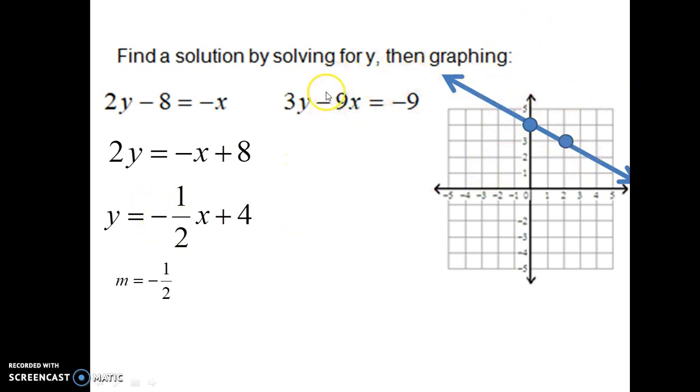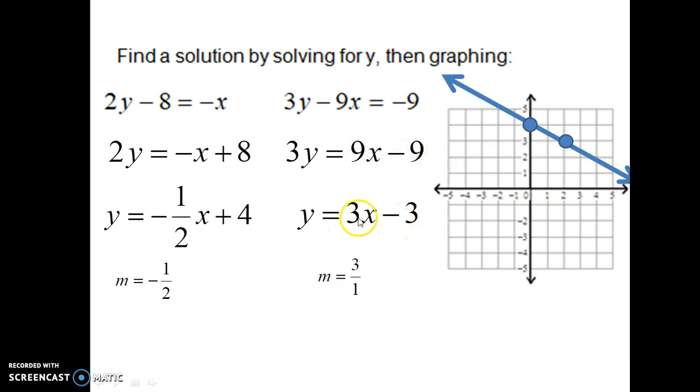Let's do the same for this one. Let's solve it by first, we're trying to get y by itself, so let's move this 9x over to the other side by adding 9x. So now we have 3y equals 9x minus 9, so that 9x has gone over to this side. Now there's a 3 here, we don't want that, divide everything by 3. So this divided by 3 is y, this divided by 3 is 3, and this divided by 3 is negative 3. So our slope here is this 3, which can be written as 3 over 1.